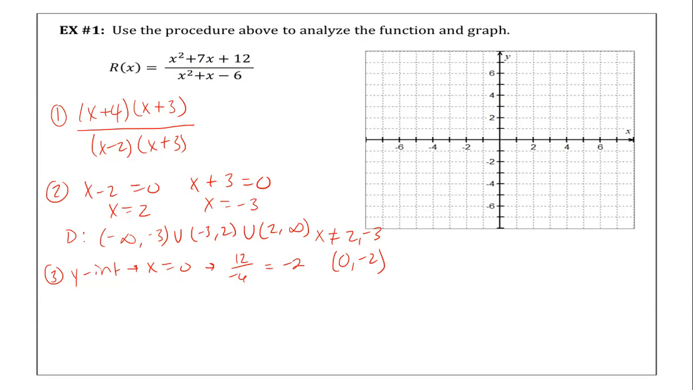When we talk about the y-intercept, all the variables become 0. It's easier to find the x-intercept because it's just what's left in the numerator.